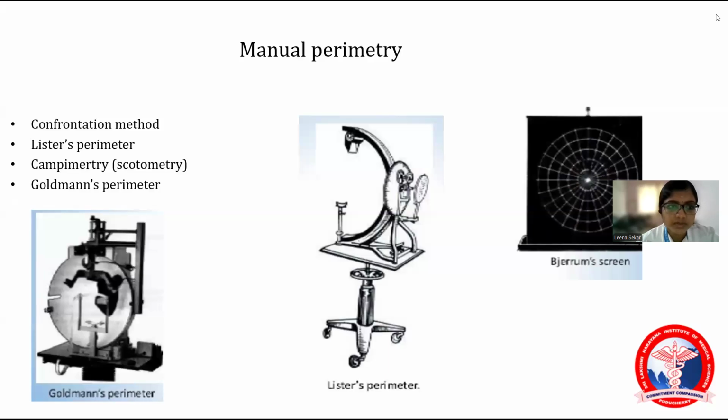Next one is manual perimetry. Manual perimetry, we have four types. Confrontation method. Confrontation is by making the patient sit in front of the examiner. By moving our hands, we can identify the visual field. That is confrontation. Next one is the Lister's perimeter, and Campimetry is there, and Ferree-Rand perimetry is there.